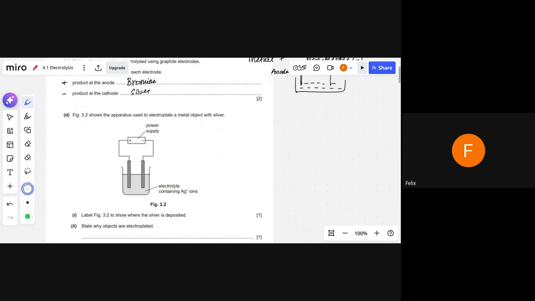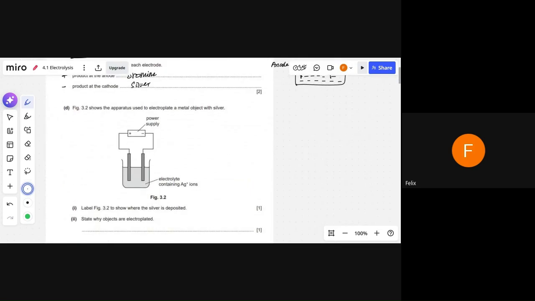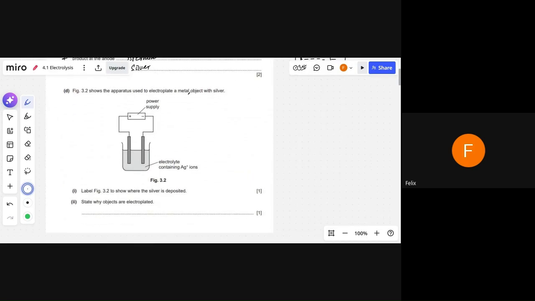The next question is, part D, figure 3.2 shows the apparatus used to electroplate a metal object with silver. State why objects are electroplated. Okay, easy question. Don't get scared by this diagram. What they are asking is relatively simple. To improve their appearance, right? We have studied this in our topic, electrolysis part 1, that we electroplate things so that they can look good, and to minimize their corrosion, so that we can make them resistant to corrosion.